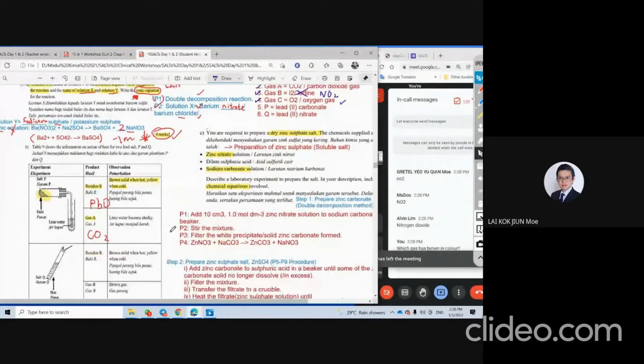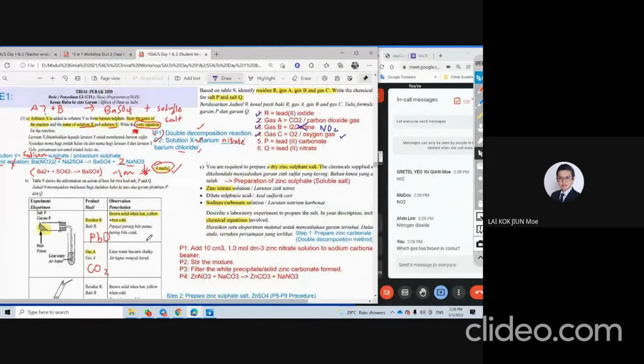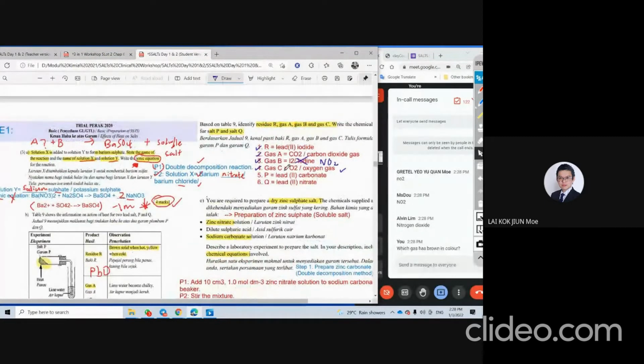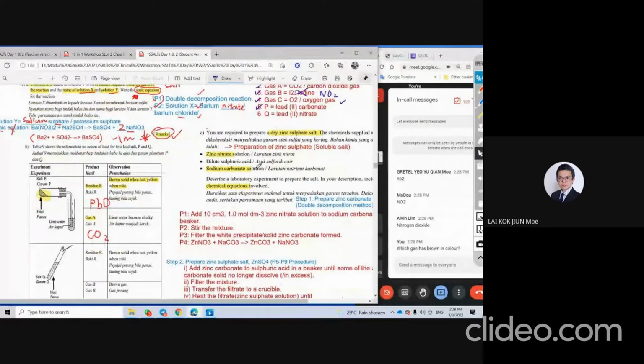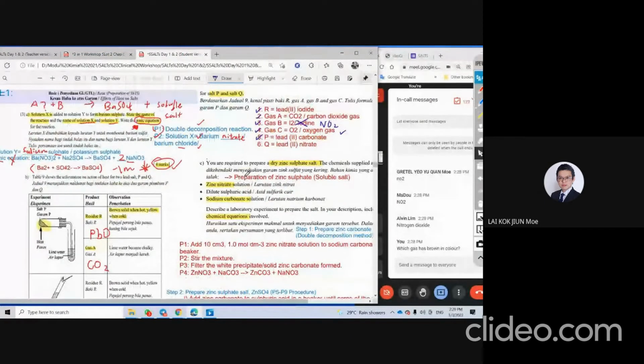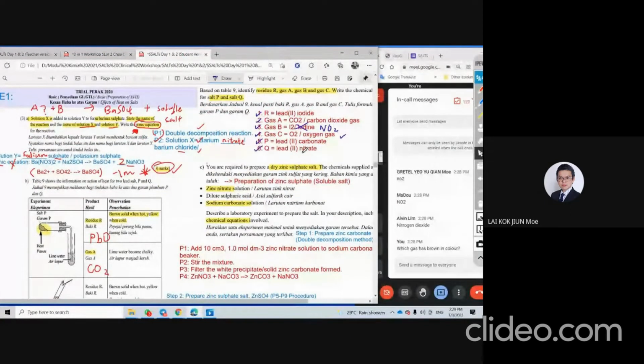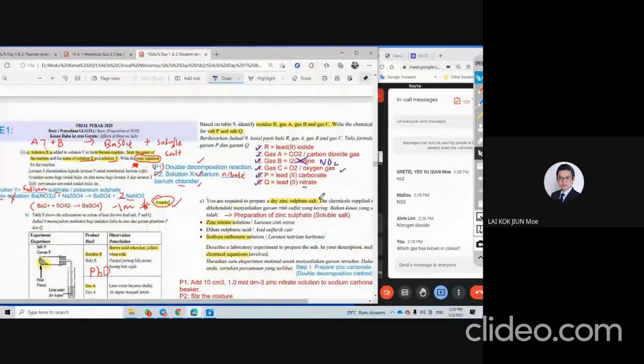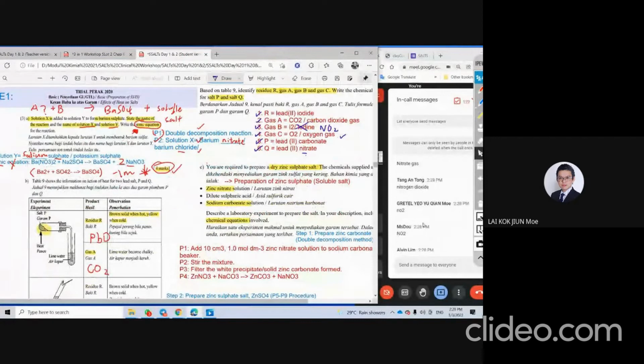The P, which one is P? P is a carbonate salt. Q is a lead nitrate. Okay, so this one solved. No problem. Yancy, any problem? Didn't see any problem.